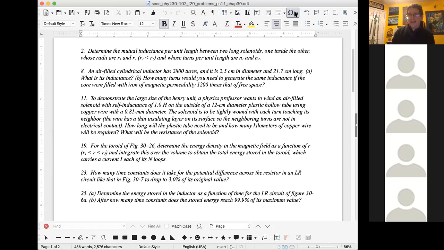The energy stored in the inductor is equal to 1/2 L i squared. So you write that as a function of time. And then after how many time constants does the stored energy reach 99.9% of its maximum value? You're going to figure out what the maximum energy is from part A, and then again, you're solving for t as a function of tau. Now, because there's a squared term in there, you have an extra step that you need to take into account.